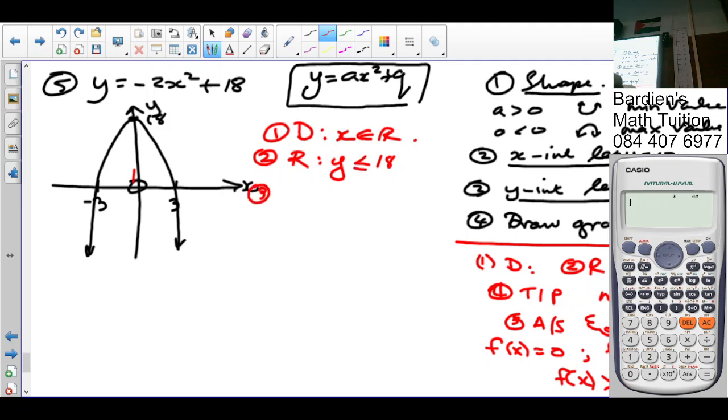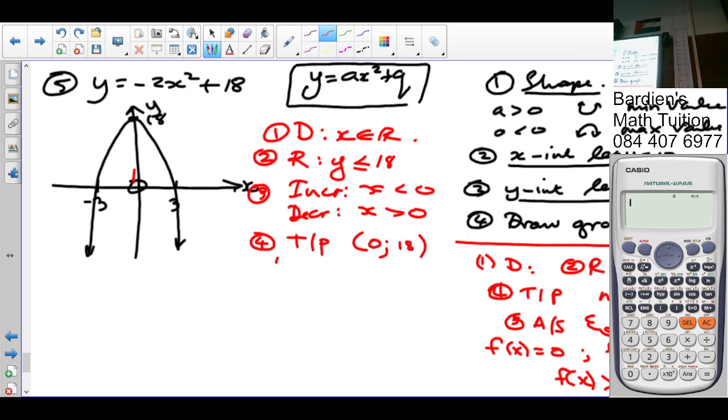The third thing was the increasing and decreasing. So the graph is increasing for x is less than 0. It's decreasing for x is more than 0. Number 4, turning point. What's the coordinates of the turning point? 0 and 18. This graph will have a maximum value of 18 and occurs at x equal to 0. Number 5, axis of symmetry, x is equal to 0.